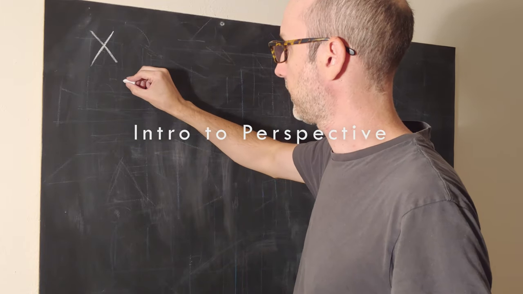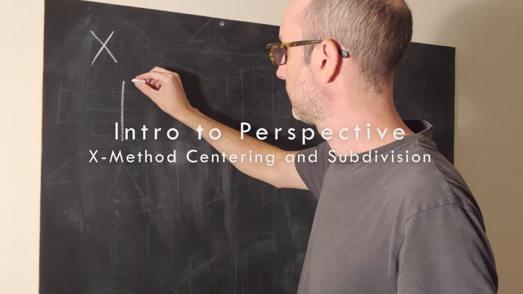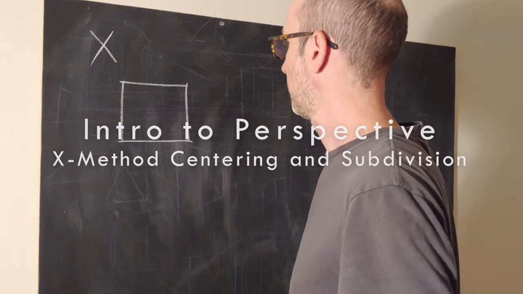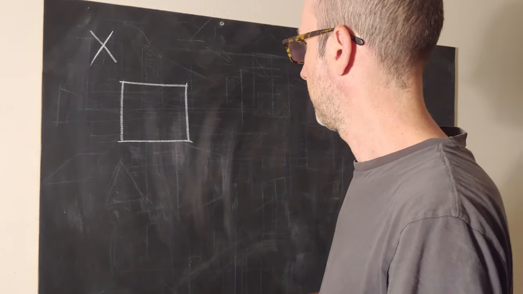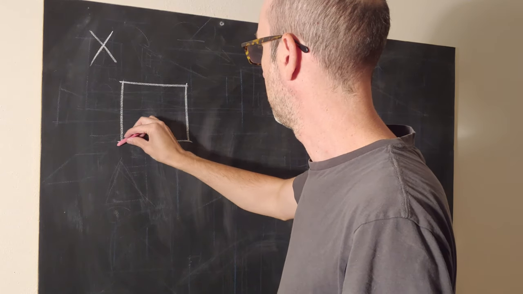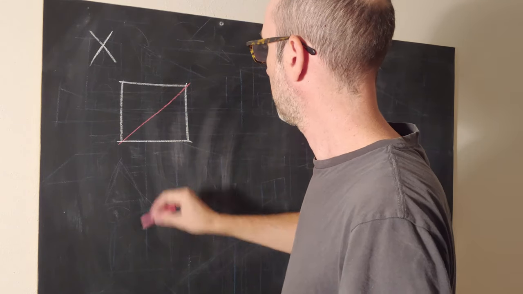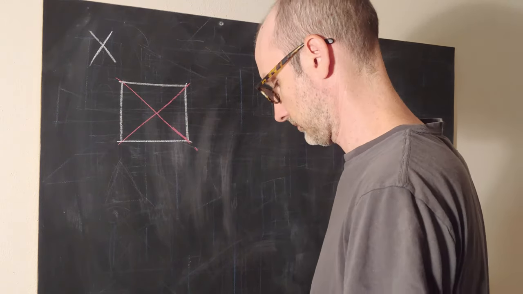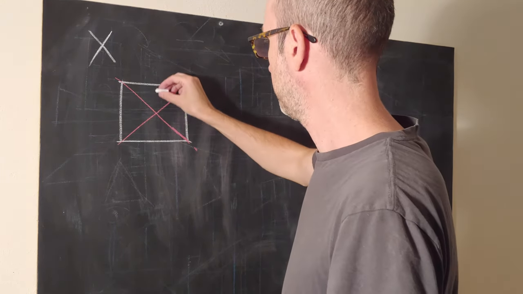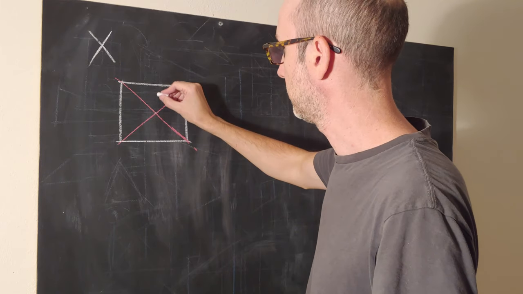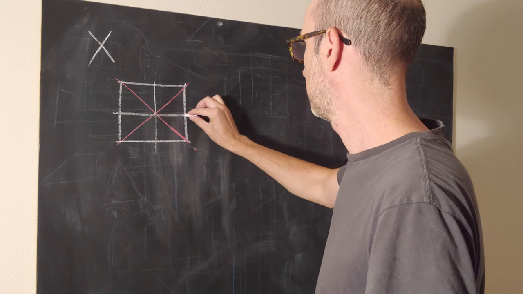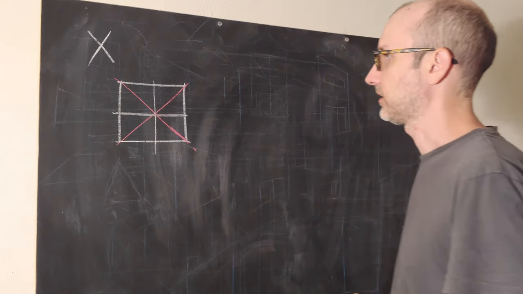Whenever we want to find the center of any rectangle or square, we go in there and we can go from corner to corner and draw a straight line. And this finds us the exact center point here. And it also finds us the horizontal and vertical center.